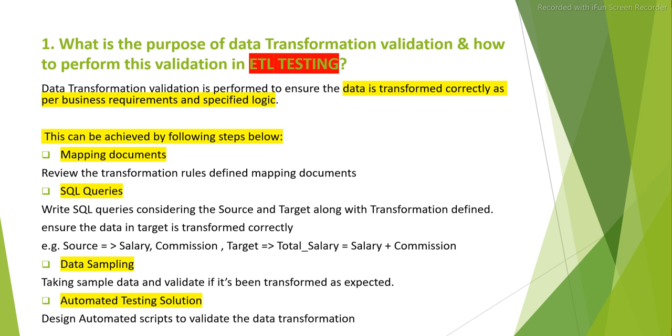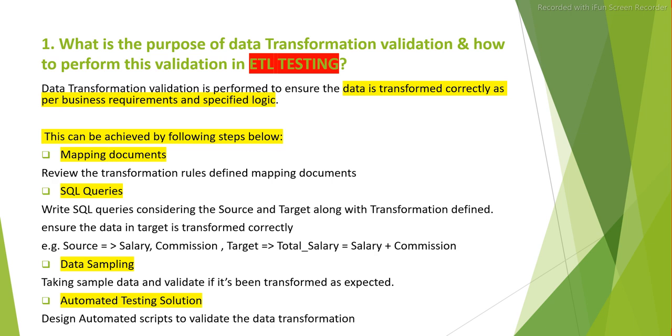So the first and very foremost important thing is the data mapping document, or the mapping document that we call the data lineage document, right? It is very important that we understand each and every transformation rule defined in the mapping document. Otherwise, you will not be able to test it, right? You will be doing it the wrong way, right?